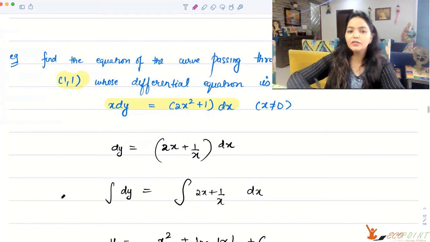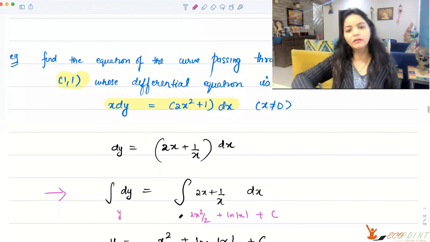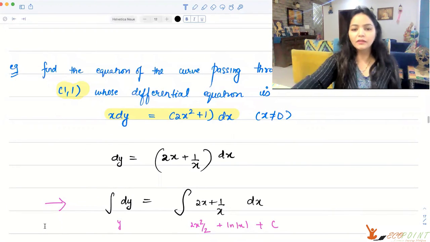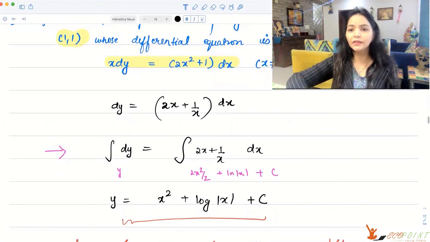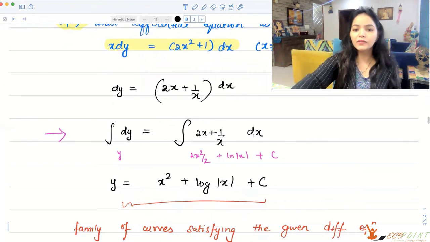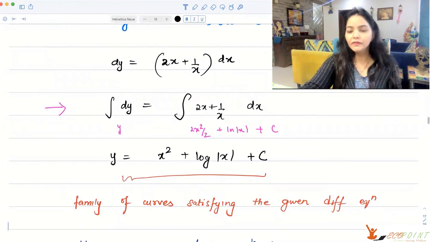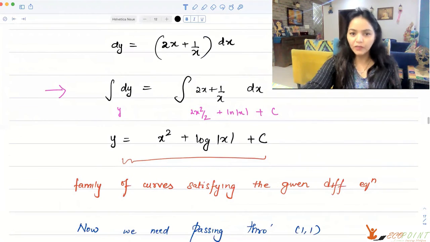So I'm going to integrate on both sides. Integrating clearly just gives me y here, and here I'll get 2x squared by 2 plus log of mod x plus c. So we get y equals x squared plus log x plus c. This is the curve which will satisfy the given differential equation. The family of curves satisfying the differential equation looks like this.